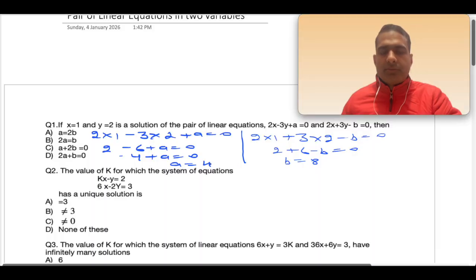So the value of a is 4 and the value of b is 8. So I can say from here that b, that is 8, is 2 times of a, that is 4. So the relationship between a and b is b equal to 2a. So if we analyze, this is the option B. Now in marking the answers we have to be careful because b is equal to 2a is the answer and a is equal to 2b is also an option.